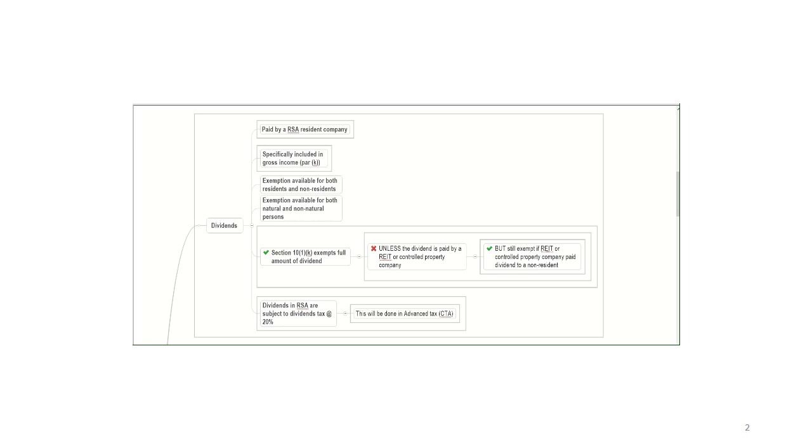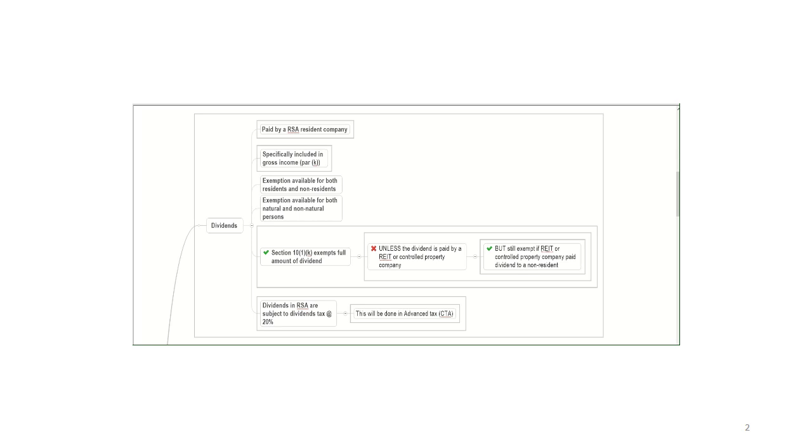And then this exemption is available for both residents as well as non-residents, as well as both for natural as well as non-natural persons. So companies can also qualify for this specific exemption. It's not just available for natural persons. So Section 10(1)(k) starts off by saying, listen, in general, if you receive a local dividend, the full amount will be exempt. But there are two exceptions, and one of these exceptions is not on the mind map, so you'll have to add it in there.